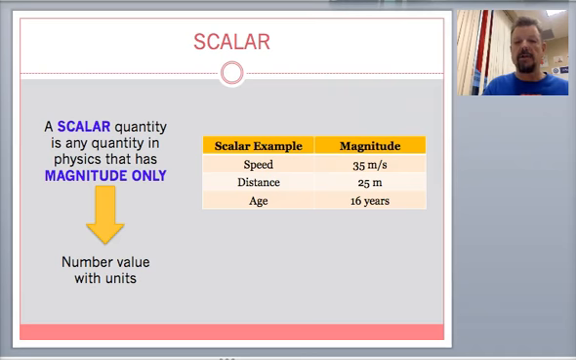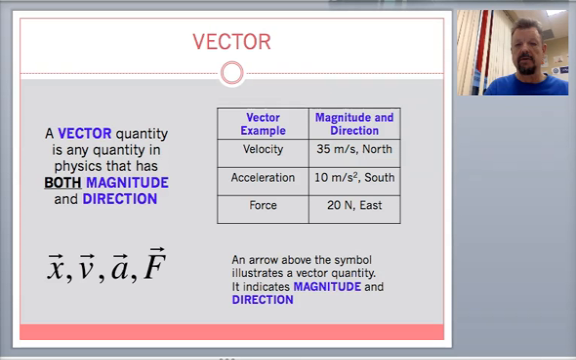A scalar quantity is a quantity in physics that has magnitude only. So you're looking for a number value with units. Vectors, on the other hand, have a quantity that has both magnitude and direction. An arrow above the symbol illustrates a vector quantity. It indicates magnitude and direction.